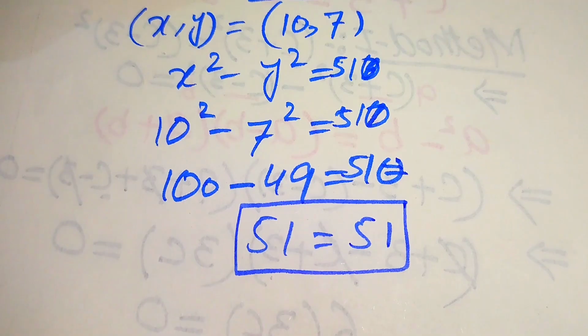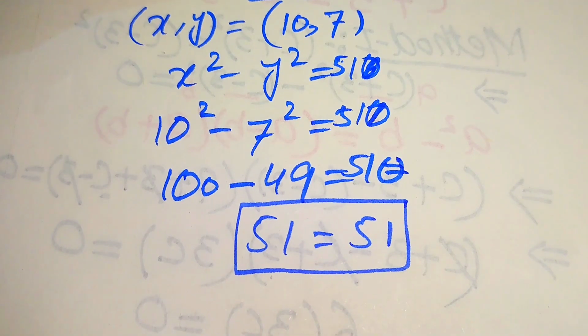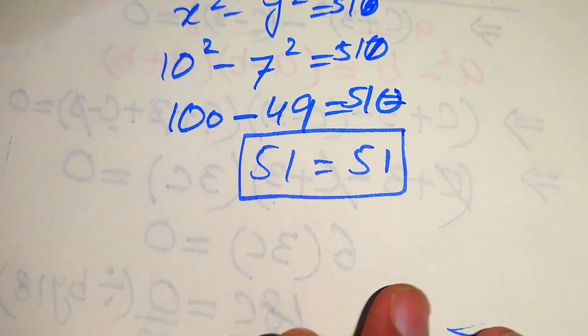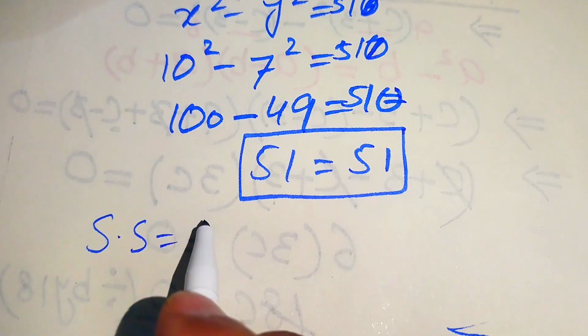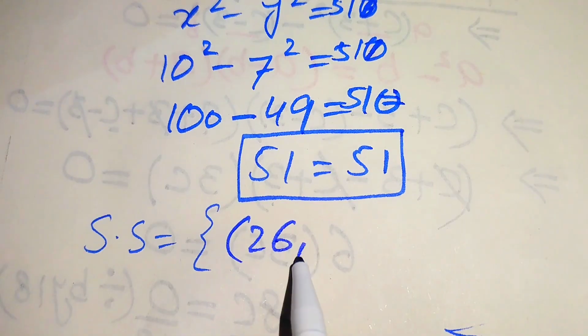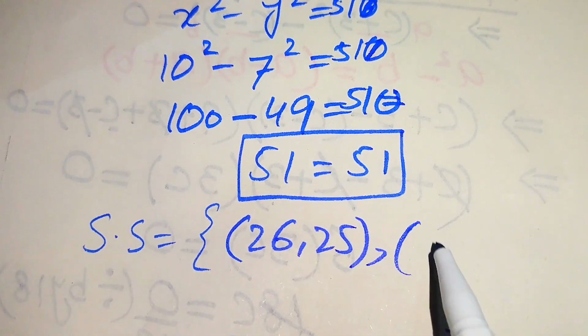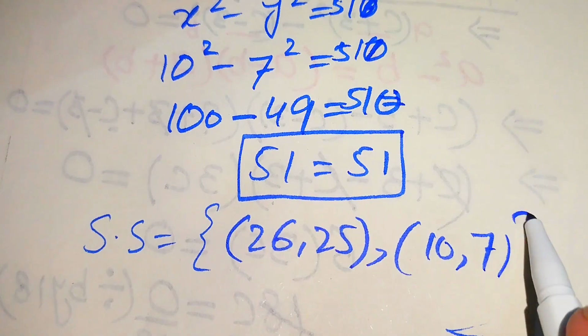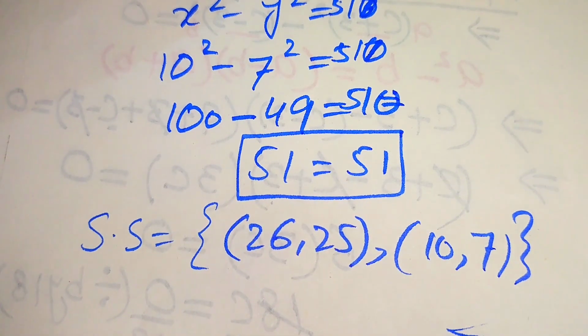This shows that both of the sides are equal, and if both of the sides are equal, this concludes that the solution set of this problem is 26 and 25 and 10 and 7. So both of these ordered pairs are solution sets of the given equation.